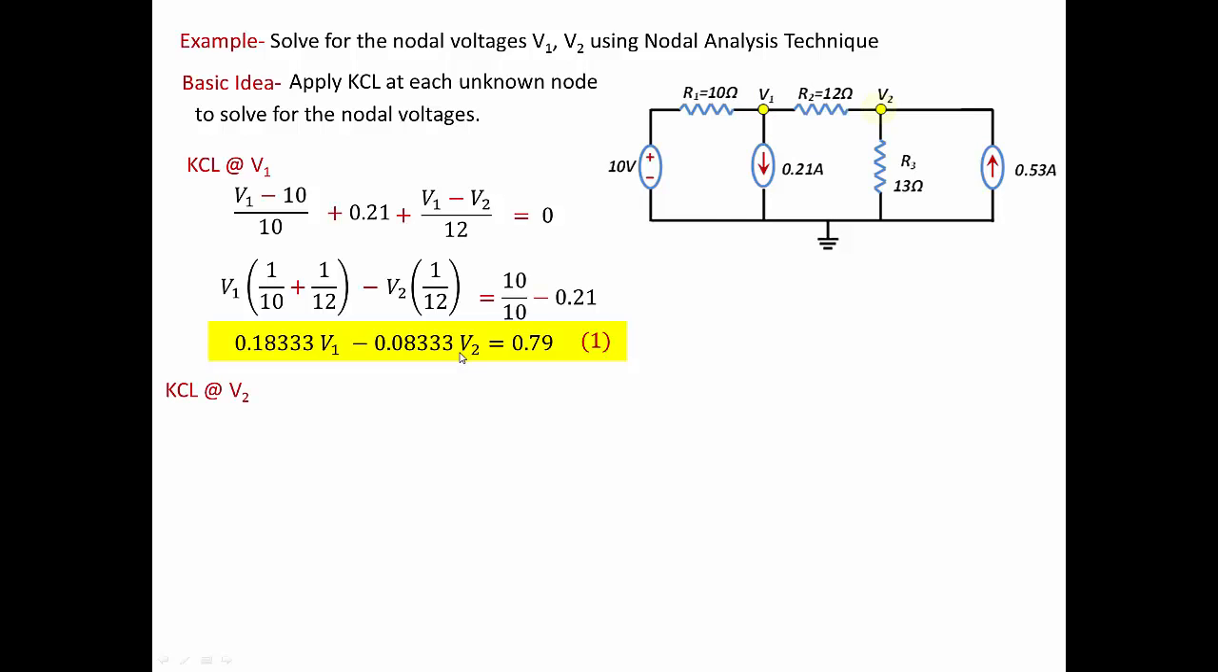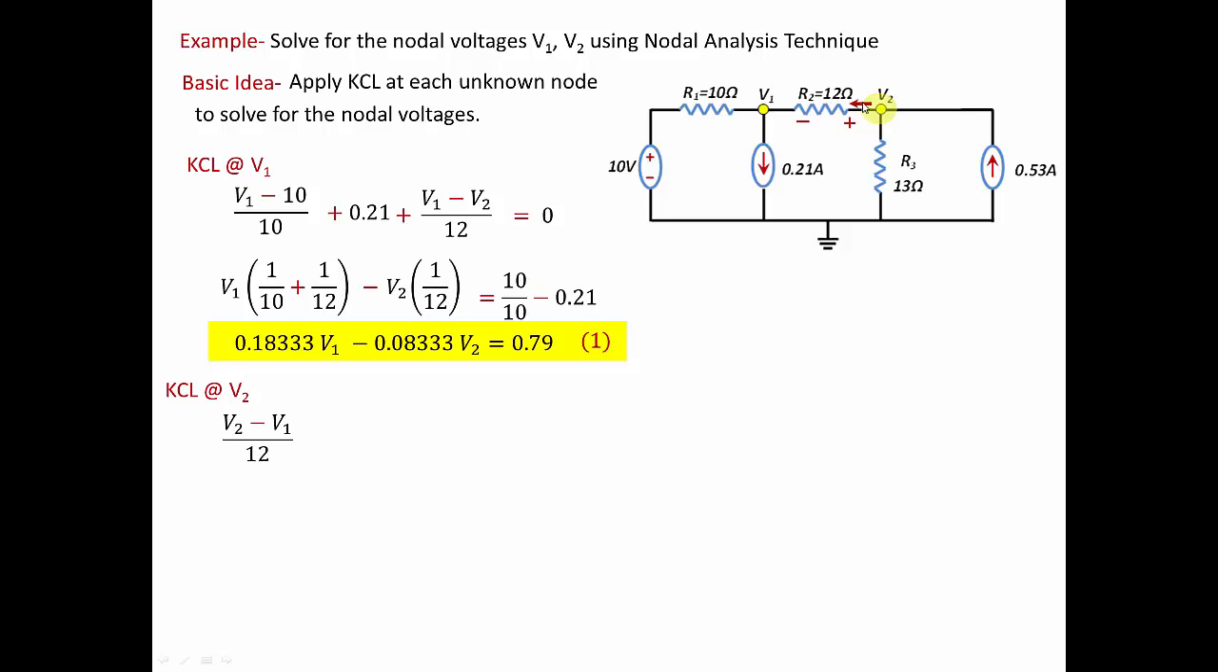At the second node, we're going to come to V2 and apply KCL at this node. So we're going to sum the currents leaving, starting with the 12 ohm resistor. Again, my convention is to sum the currents leaving this node. The current leaving this node is V2 minus V1, the voltage across the resistor, over 12 ohms. So I can state that as V2 minus V1 over 12.